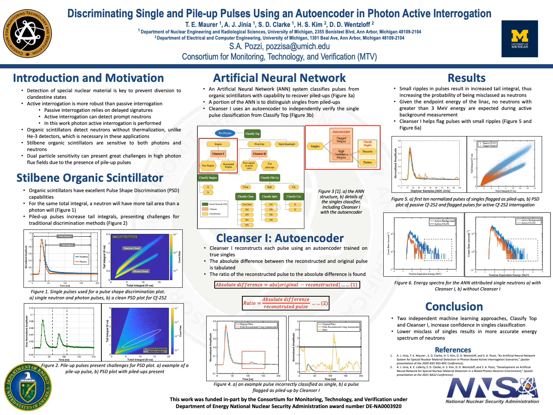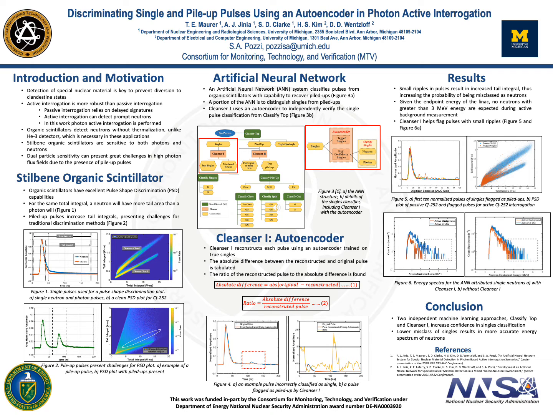Additionally, we have chosen to use organic scintillators to detect neutrons because, unlike detectors like helium-3, scintillators don't thermalize the detected neutrons. Still, organic scintillators are also sensitive to both photons and neutrons, but this dual particle sensitivity can present challenges in high photon flux fields due to the presence of something called pile-up pulses. This next section has more background on what I mean by that.